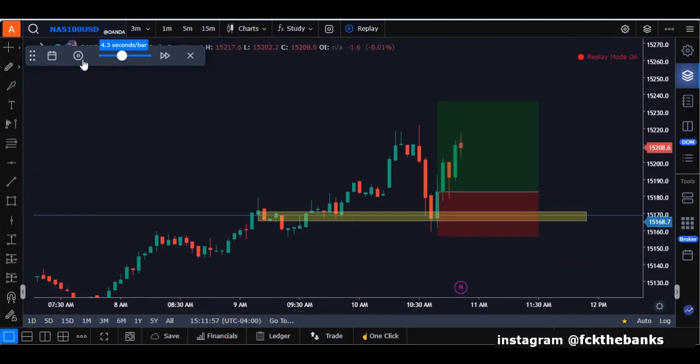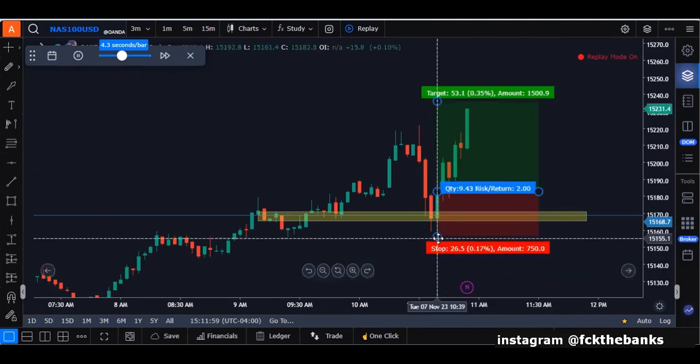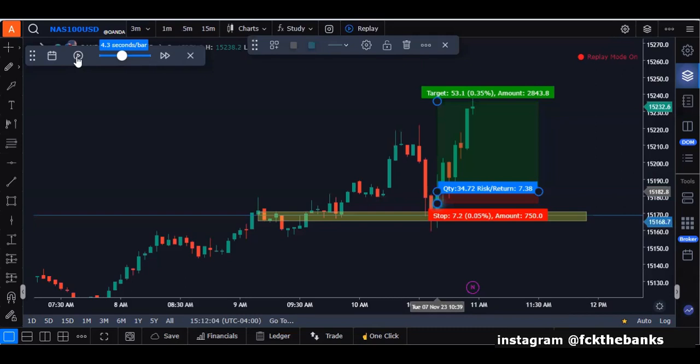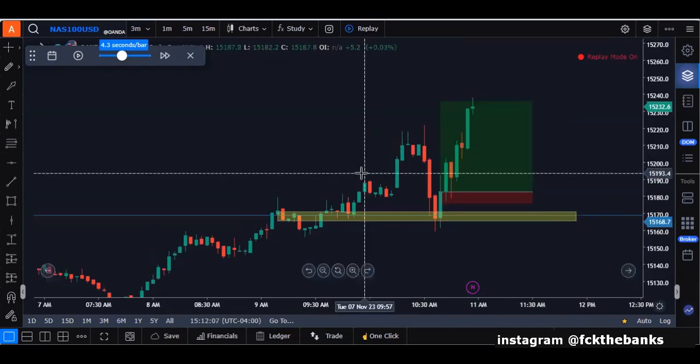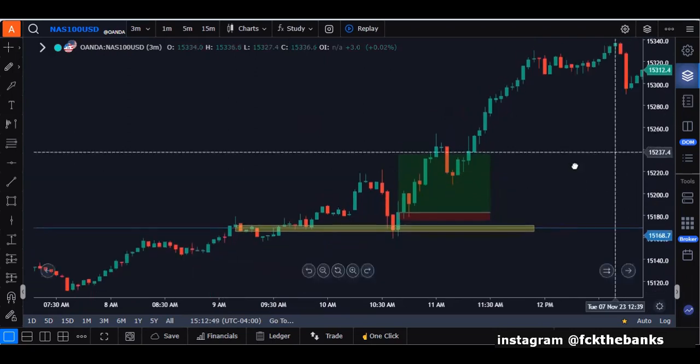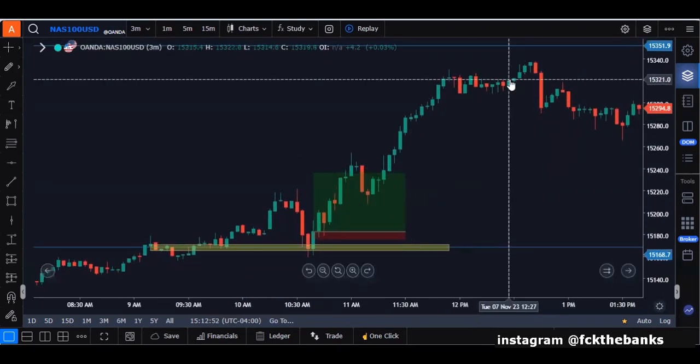Okay, it's going in our favor. By this time, you can start trailing your stop loss to these candles' lows. And there you go. Okay, that was pretty simple and straightforward. And obviously, as you can see, guys, it did run for many more pips.